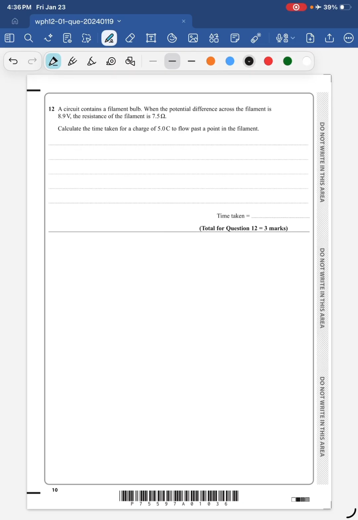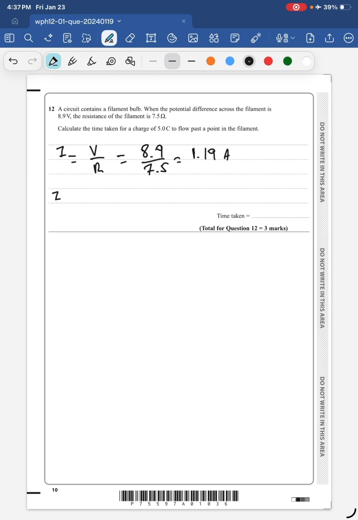Okay, so let's find the current in the circuit. The current is simply equal to the voltage over the resistance. So 8.9 volts over 7.5 ohms yields 1.19 amps.